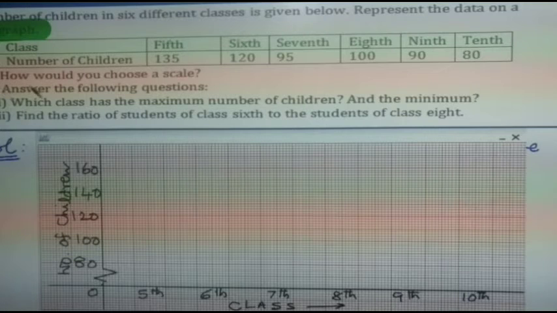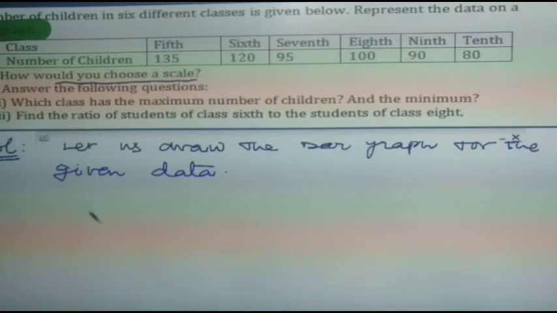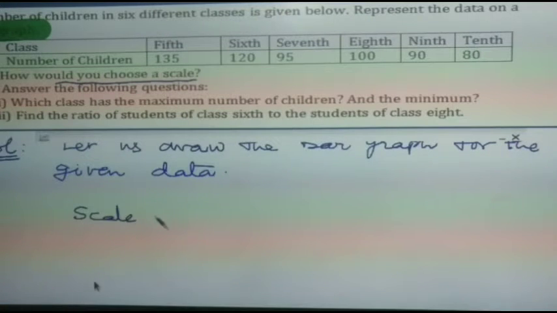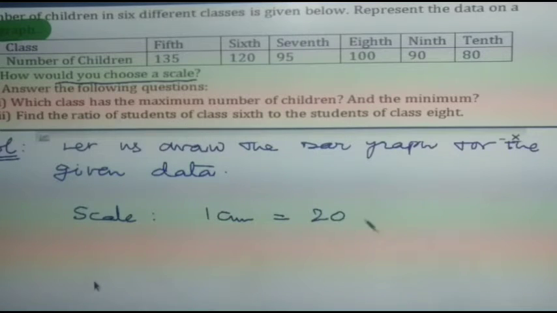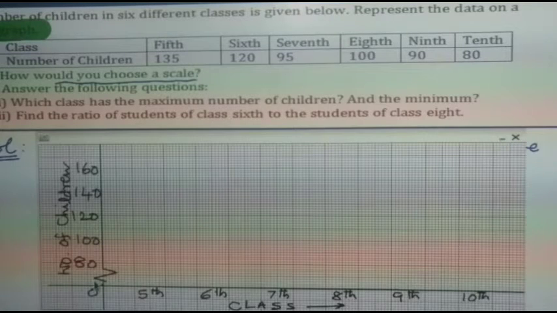The first question asked here is, how would you choose the scale? According to this, I have taken the scale 80, 100, 140, 160. That means scale is equal to 1 centimeter is taken as 20 students. Now let's draw the graph of this.